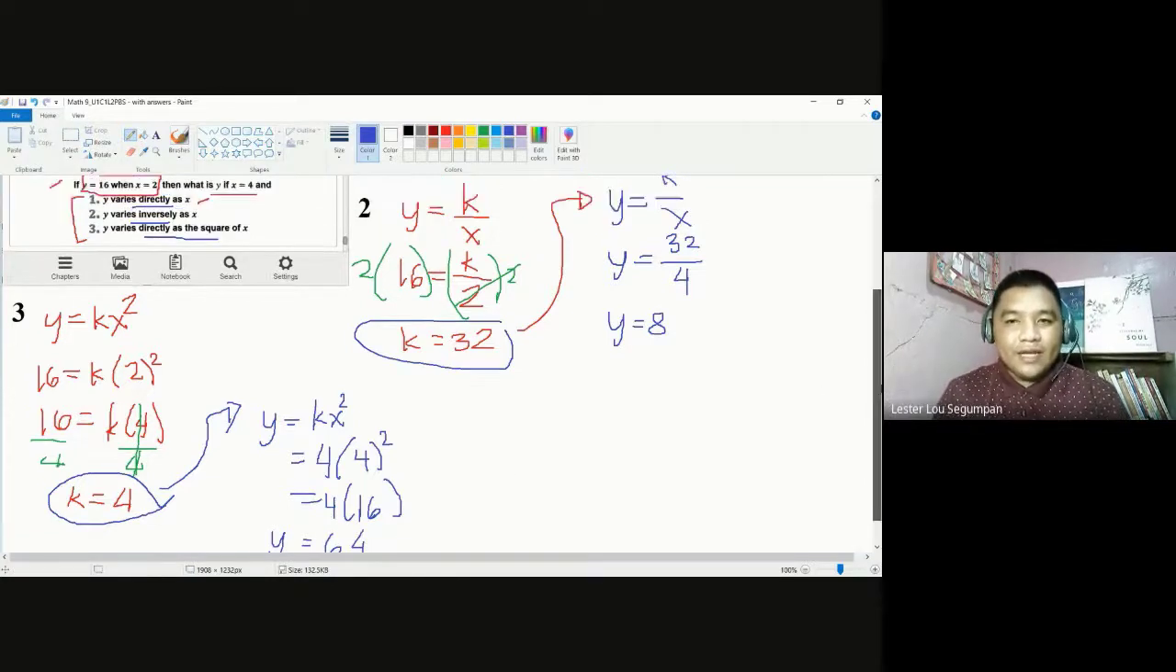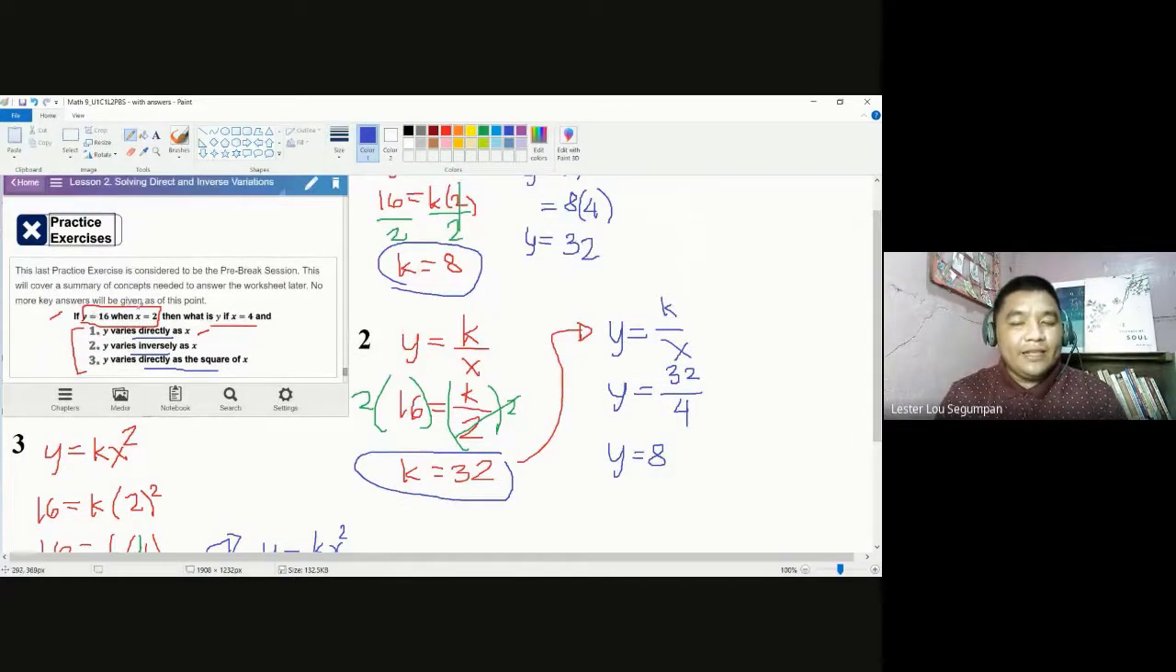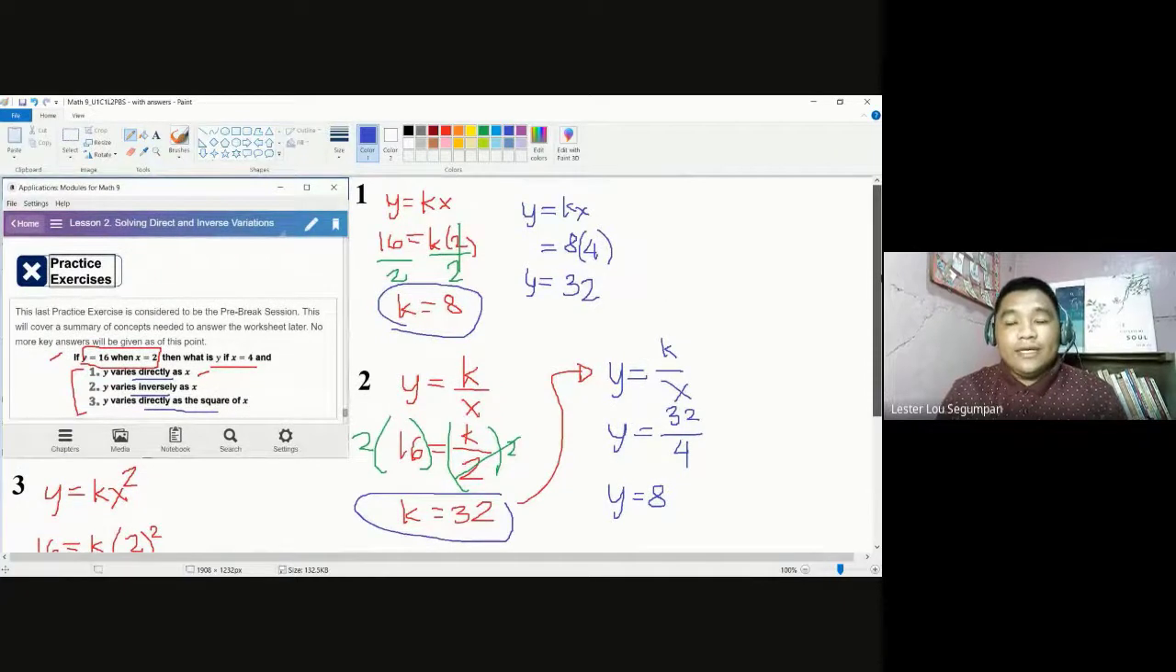These are the different scenarios. Even if we have the same values for the given, the results are different because they are of different types of variation. This is for the previous session of lesson number 2. See ya.